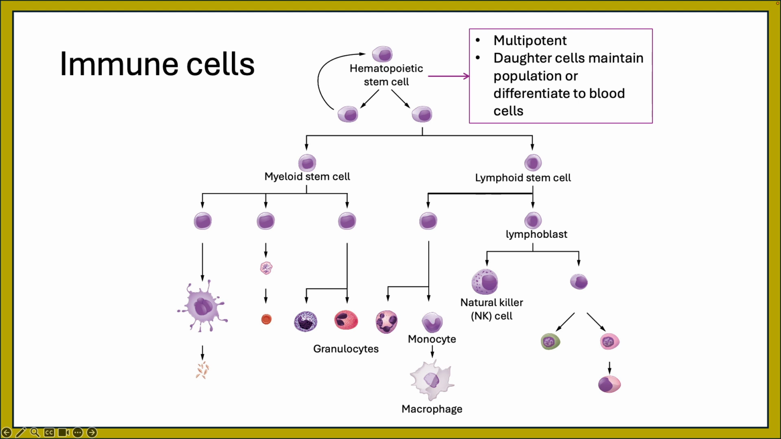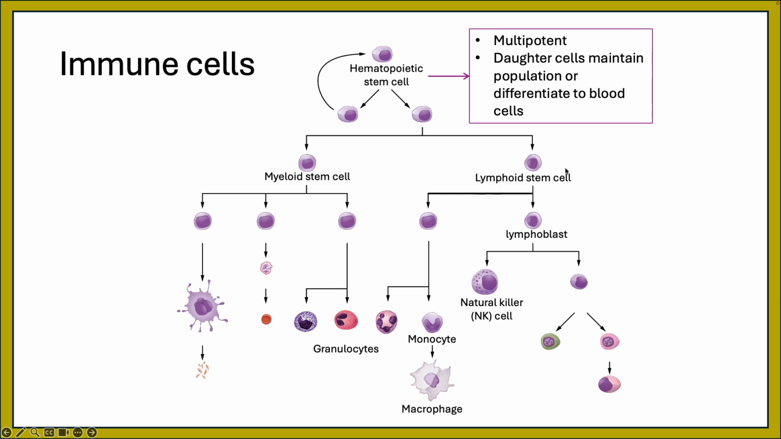So let's look at where these different immune cells come from. Starting off with the hematopoietic stem cell, it's going to divide into the myeloid stem cell lineage and the lymphoid stem cell lineage. The myeloid stem cell lineage ultimately gives rise to your platelets and your red blood cells, but it also gives rise to some of these granulocytes, your eosinophils and your basophils.